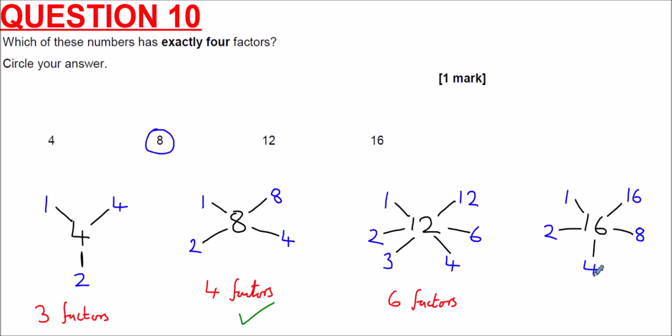So 4 is a repeated factor, just as 2 was a repeated factor with a number 4. And so 16 has 5 factors. So the only one of these 4 options with exactly 4 factors is 8. And so just to mention again, that's why we're circling 8 for question 10.